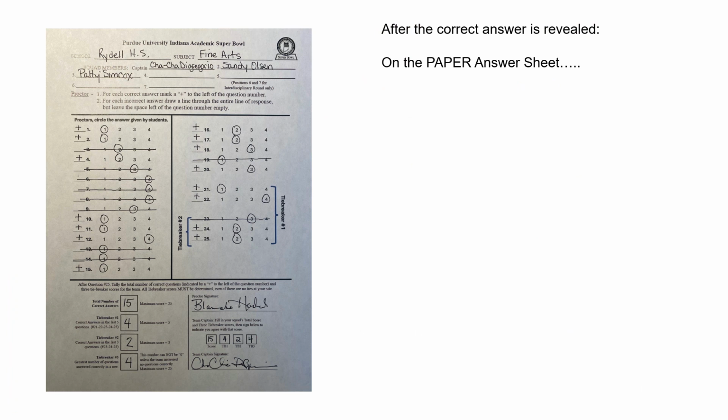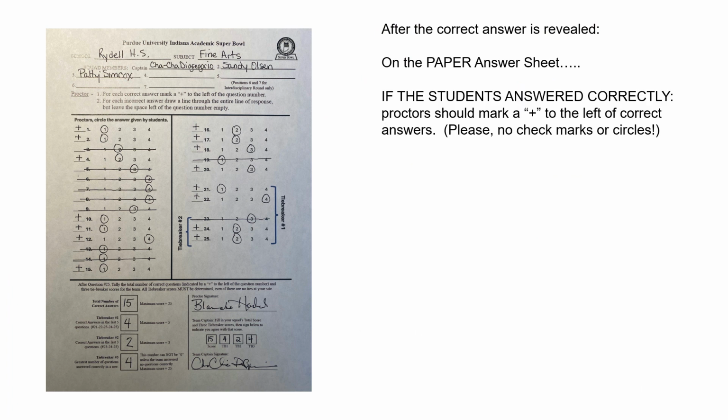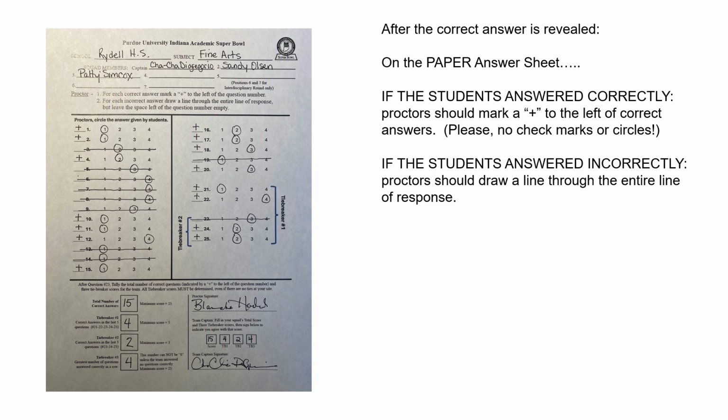So let's look at that paper answer sheet. After the correct answer is revealed on the paper answer sheet, if they answered correctly, you should mark a plus to the left of the answers. Don't use check marks, don't use circles, don't use anything else. Just mark a plus in the space that is given for the scoring.